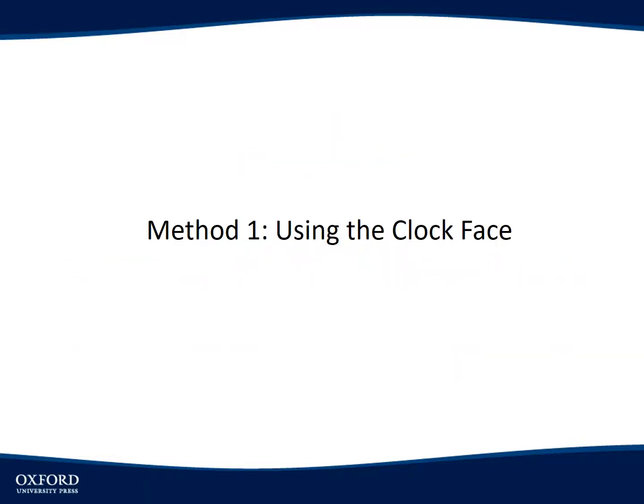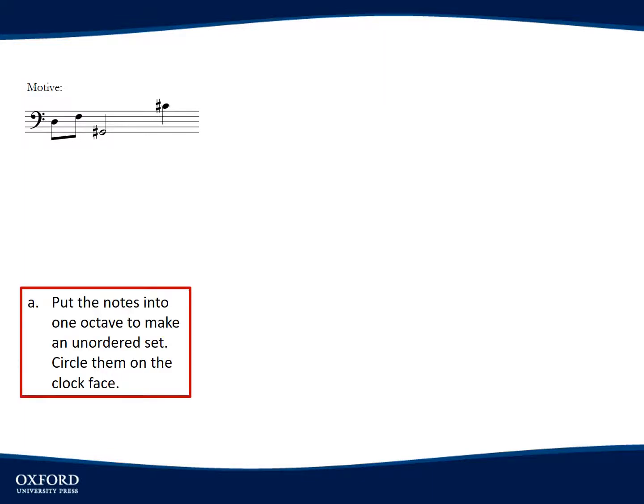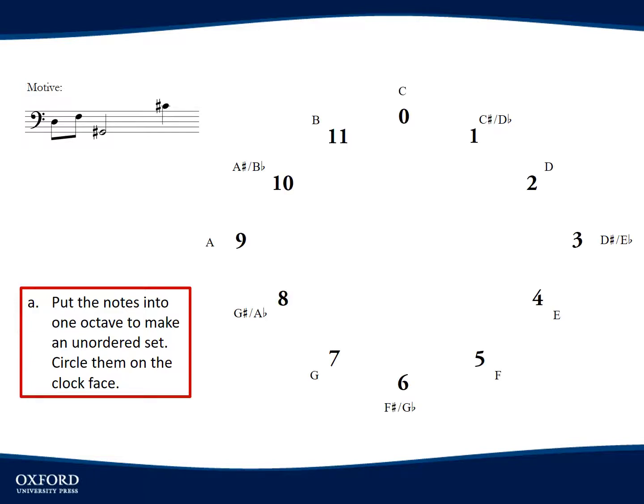The first method we'll show in this video for finding normal order uses the clock face. Here's a four-note motive. The first step when putting the notes into normal order is to put them all into one octave. Circling the pitch classes on the clock face automatically does this. This clock face has been labeled with pitches to save time. For a review on how to do this, please see the text and videos on pitch class. The first note, D, is pitch class 2. The next note, F, is 5, G sharp is 8, and C sharp is 1.